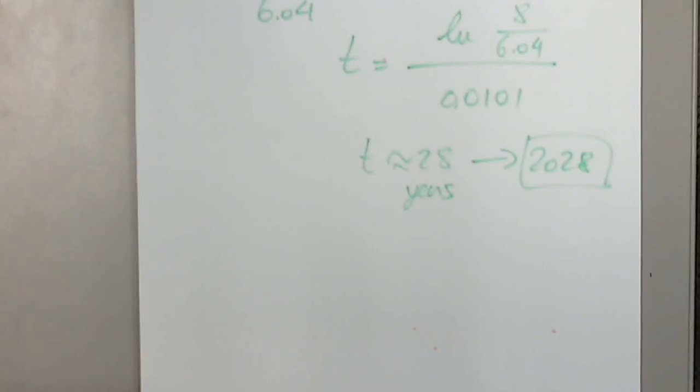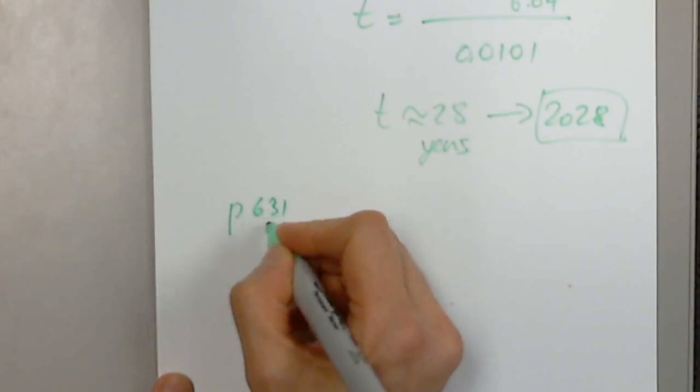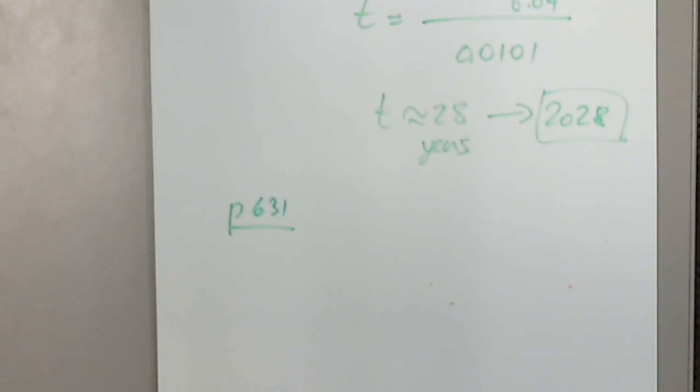Okay, so let's look at a problem from 6.1, which you will have to do by hand. Would you like to choose a problem on page 631? Or do you want me to choose a problem on page 631?